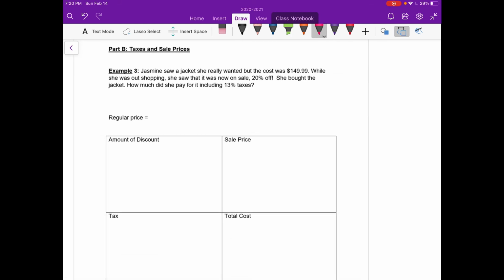So then moving on to part B, which is sales tax and price, right? So this question is a 4-part question. You'll have something really similar to this on your test, right? So if you're given something like: Jasmine saw a jacket she really wanted, but it cost $149.99 while she was out shopping. She now saw that this was on sale for 20% off. She bought the jacket. How much did she pay, including the 13% tax?